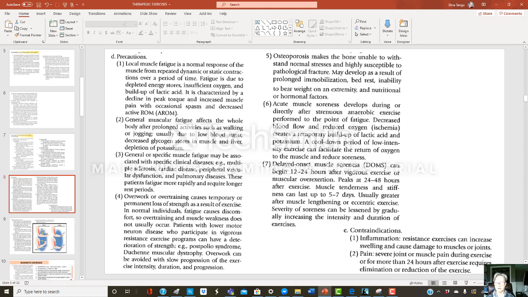Contraindications. 1. Inflammation. Resistance exercises can increase swelling and cause damage to muscles and joints. 2. Pain. Severe joint and muscle pain during exercise or for more than 24 hours after exercise requires elimination or reduction of the exercise.